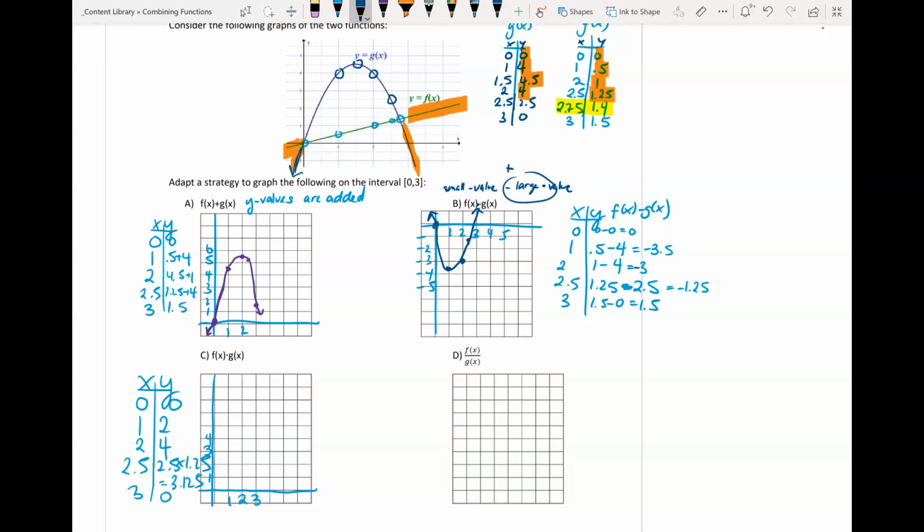Okay, so the point at 0, 0, 1, 2, 2, 4, 2.5, 3.125, and then 3, 0. So I'm going to connect those points. And then I need to think about the end behavior. So looking over here, we have a negative times a negative, which becomes a positive. So on this side, they're going to go up in the positive direction. Then we have a negative times a positive, which is still negative. So on the right side, I'm going down.